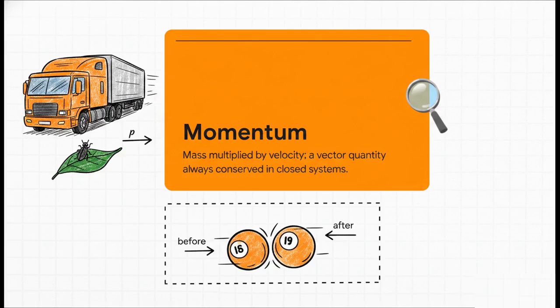Think about it. A heavy truck moving really fast has a ton of momentum, but a tiny bug sitting on a leaf? Zero momentum. And because momentum relies on velocity, which we know is a vector, momentum itself is a vector quantity. Direction matters immensely. And the golden rule here? The law of conservation of momentum. In any closed system, the total momentum before collision always exactly equals the total momentum after.